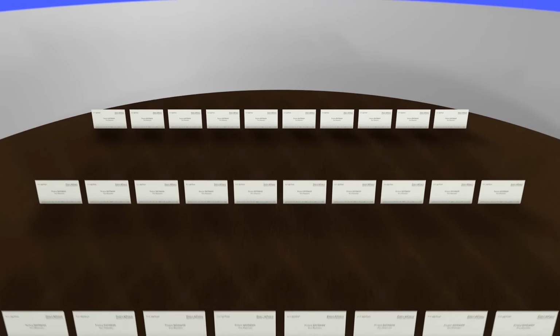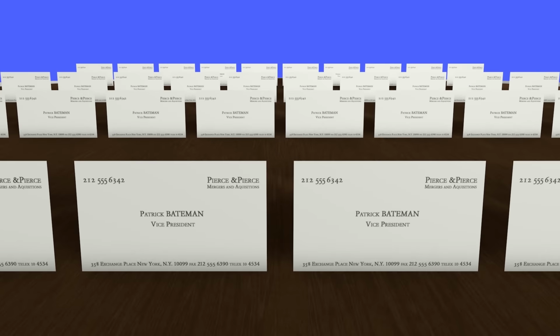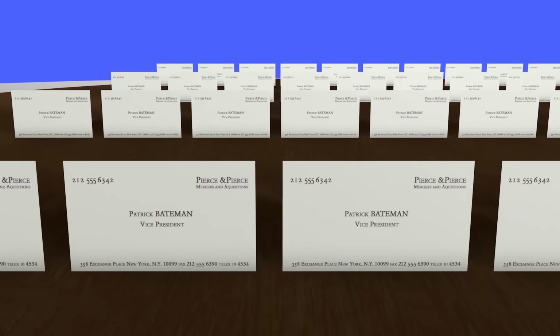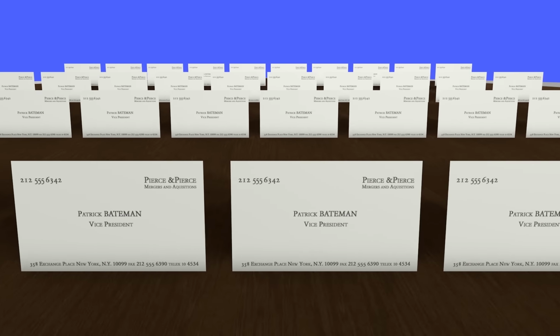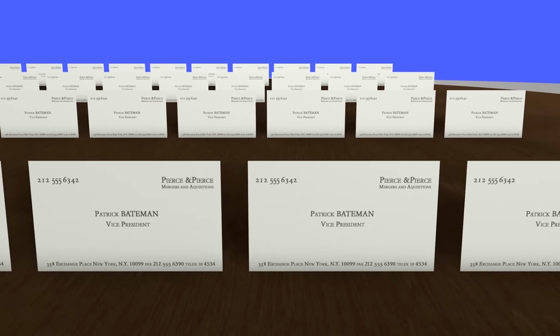These cards are propped up here on a table, and what we're going to do is move our field of view down here in front of the cards. Now, none of these cards are moving. We're just going to shift the camera, we're going to move it to the left and right. We're only moving the camera. We're moving our field of view along the x-axis.